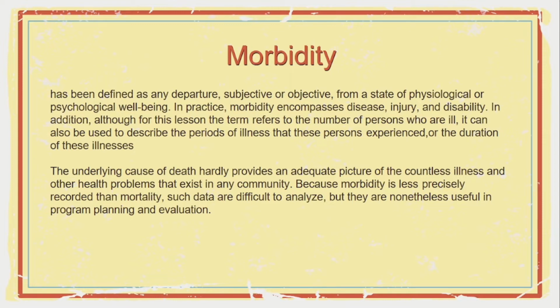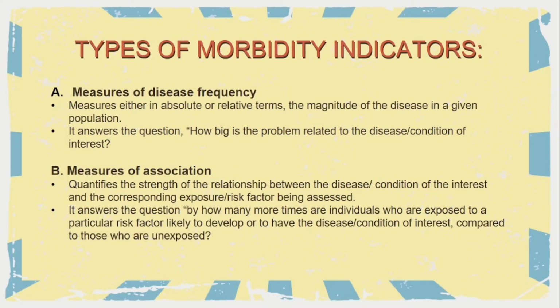The underlying cause of death hardly provides an adequate picture of the countless illnesses and other health problems that exist in any community. Because morbidity is less precisely recorded than mortality, such data are difficult to analyze, but they are nonetheless useful in program planning and evaluation. So these are the types of morbidity indicators.